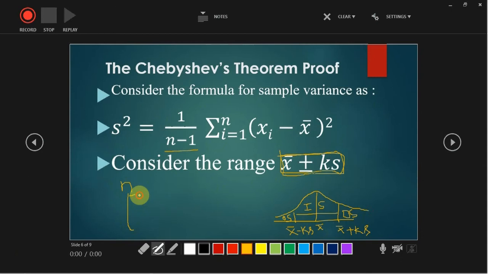So inside there are n1 observations, outside there are n2 observations, so that n1 plus n2 equals n. Now with respect to this, we decompose the variance formula in this way.